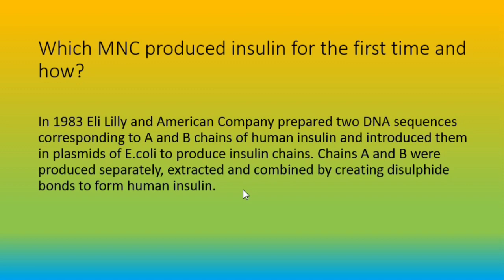Now, do you know why they were forced to make it this way? Because if you take the insulin gene as such, we would be able to produce only the immature insulin or the proinsulin, which cannot be processed into mature insulin. And also, the insulin produced by this method is called humulin.